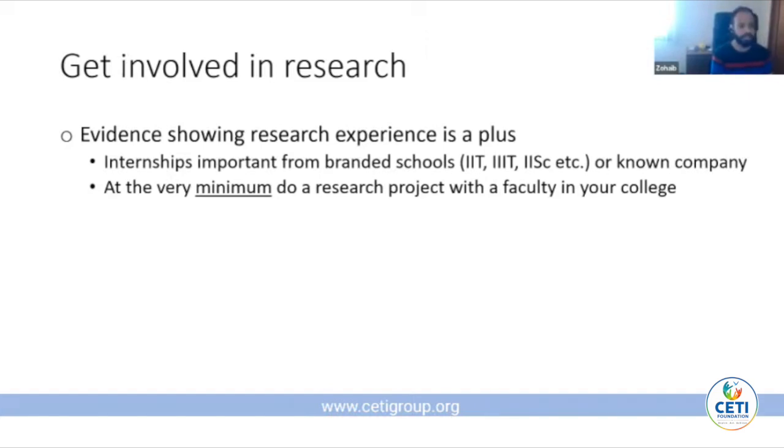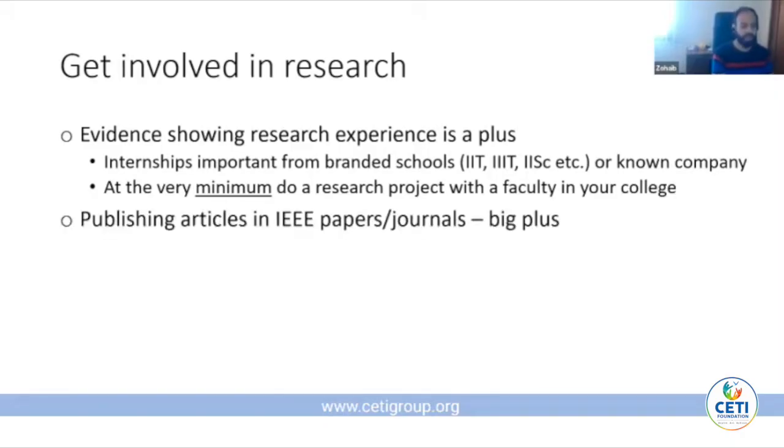At the very minimum, I would suggest doing a research project with a faculty member in your college. At least have some kind of research project with your faculty, and try to publish a paper with them. Try to get involved in all of these things. Again, I'll say publishing articles in IEEE papers or journals is a big, big plus. It really helps your application package, and it shows that you're very much interested in research and you're a good master's candidate, or for a PhD, this becomes even more critical. What I would say is start early. Get involved in research projects and internships from your second year, third year, and summers, and whenever possible, try to collaborate with professors and show them your interest.